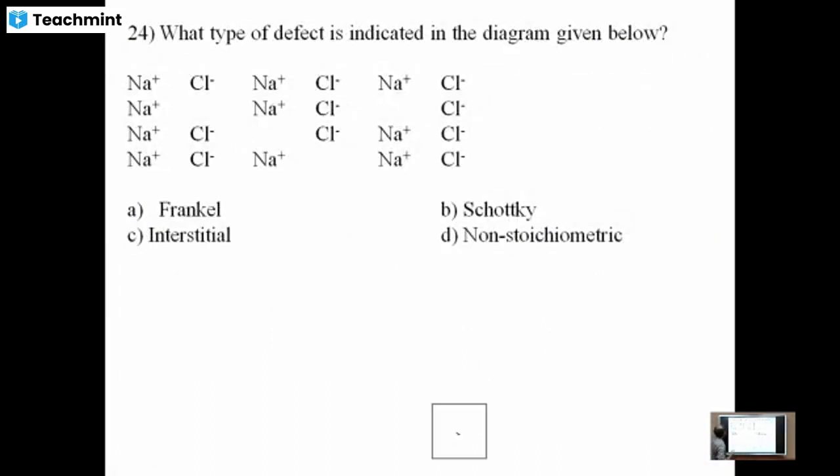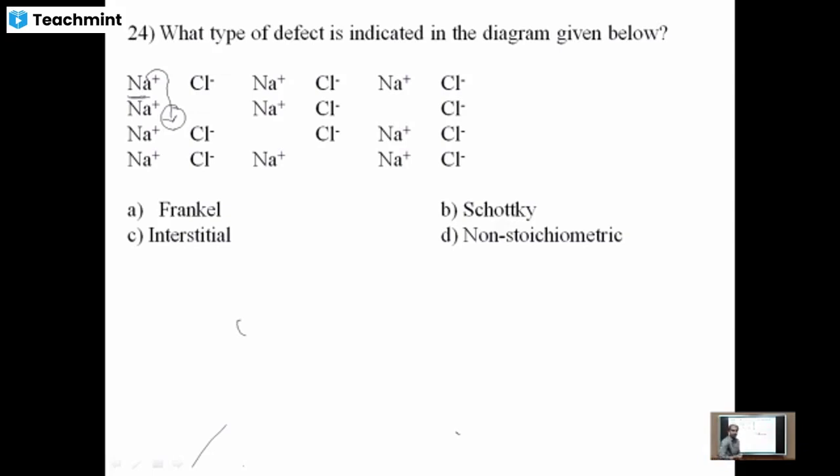Next question. What type of defect is indicated in the diagram given below? Options are Frenkel defect, Schottky defect, interstitial defect, and non-stoichiometric defect. What is the Frenkel defect? Frenkel defect is the dislocation of a cation from its lattice site to the interstitial site. Just imagine here there is a cation, sodium ion. If it shifts from its lattice site to somewhere here, an interstitial site, then we call it a Frenkel defect.